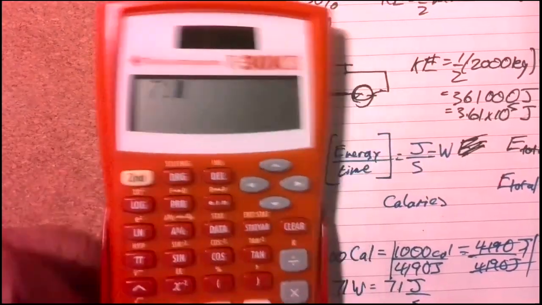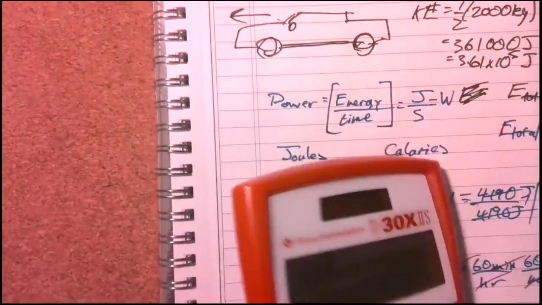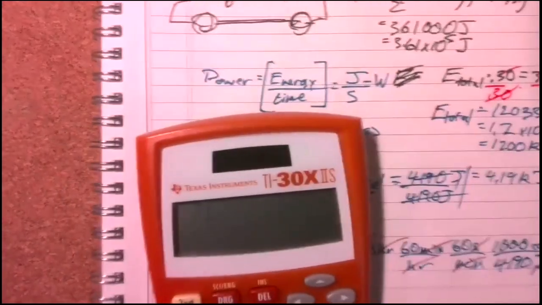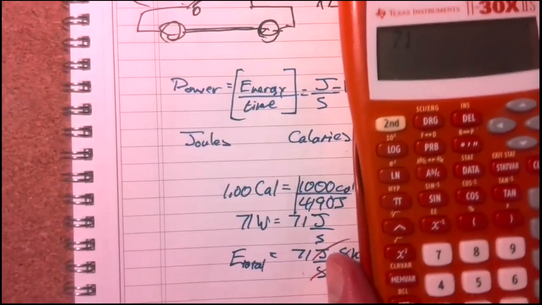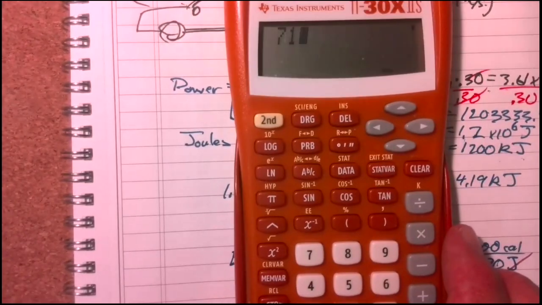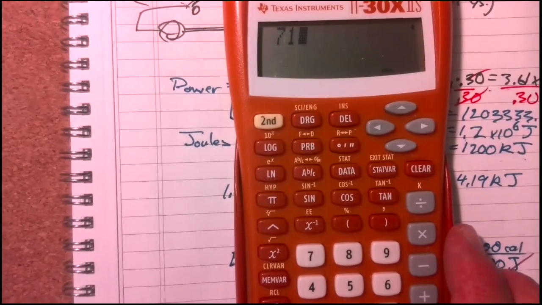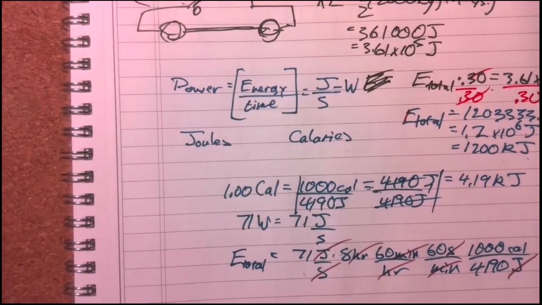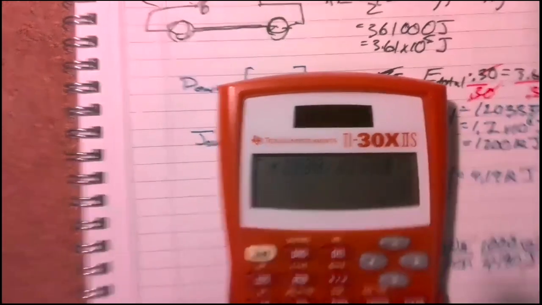So we had 71. Where did my numbers go? Oh, jeez, man, my desk is full of stuff. I need a smaller calculator. Anyways, all right, 71 times 8 times 60 times 60 times 1000 divided by 4190.